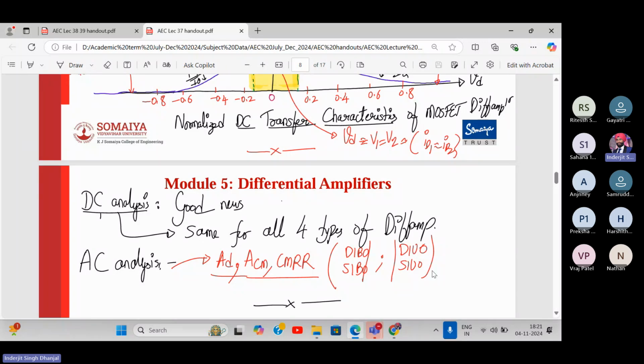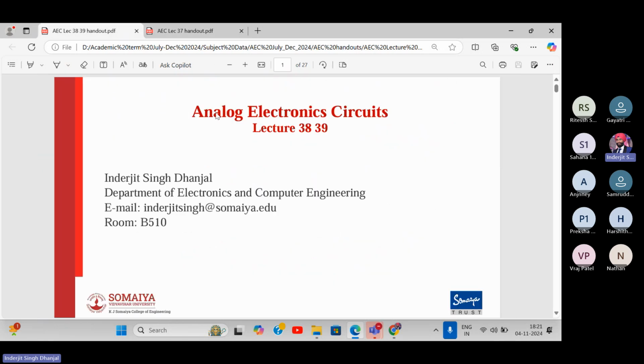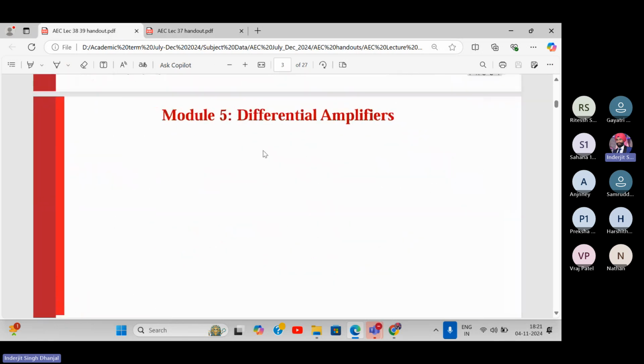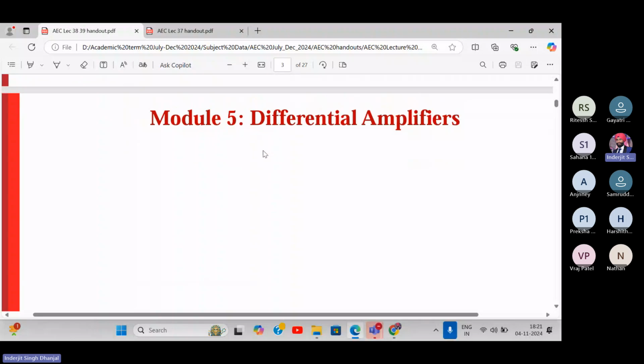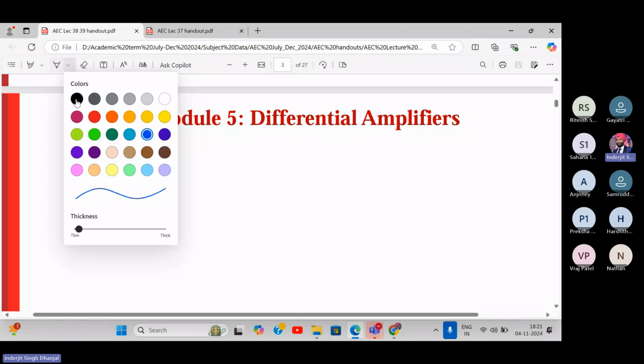All right. So we'll go through the DC analysis today and then the AC analysis. Let us start with lecture number 38 and 39. You can draw along with me. We will start with the DC analysis first, and then go on with the AC analysis of the same. So you can draw along with me the basic DIBO differential amplifier. So let us start.